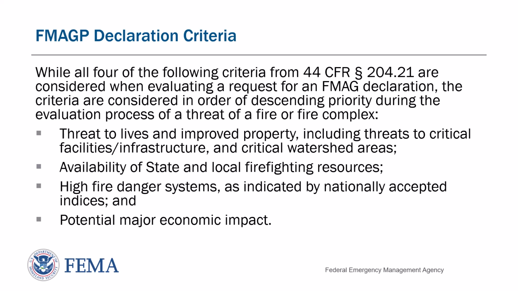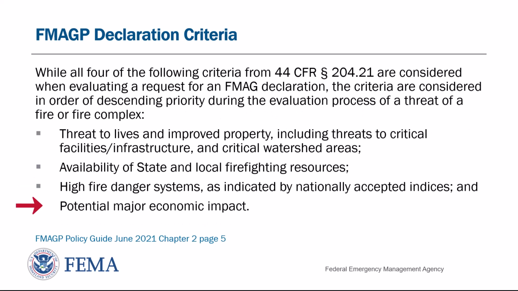While all 4 of the following criteria from 44 CFR Section 204.21 are considered when evaluating a request for an FMAG declaration, the criteria are considered in order of descending priority during the evaluation process of a threat of a fire or fire complex. They include a threat to lives and improved property, including threats to critical facilities, infrastructure, and critical watershed areas. Also, the availability of state and local firefighting resources, the high fire danger as indicated by the nationally accepted indices, and the potential economic impact.